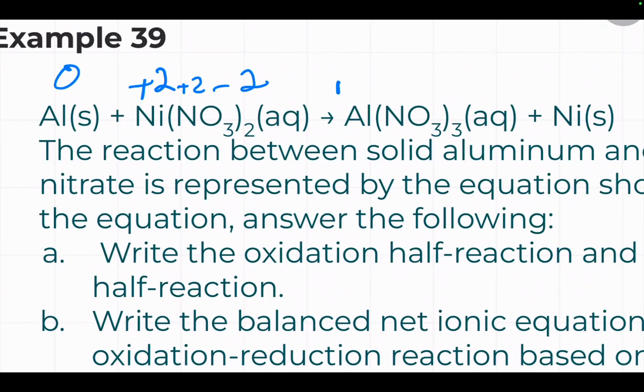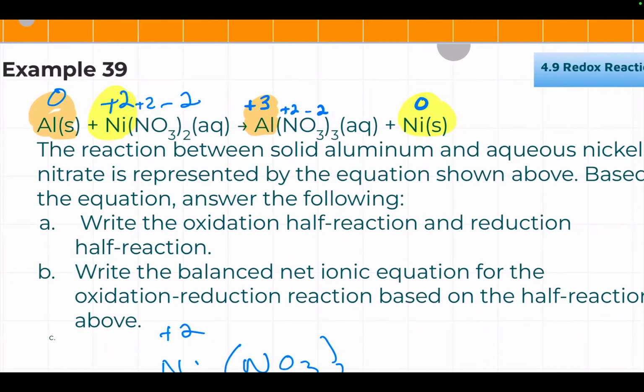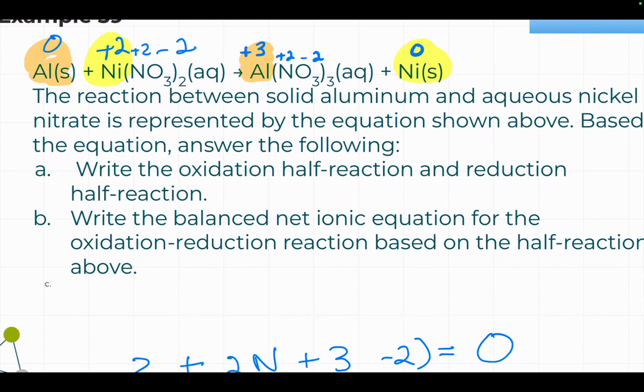The aluminum is plus 3, nickel is 0. If we work it again, we don't need to. The nitrogen's going to be plus 2 when it's in the nitrate ion. So we can see that the aluminum is oxidized and that the nickel ions are reduced. So let's write out those half reactions. And we are going to not include the nitrate because that is just spectating.